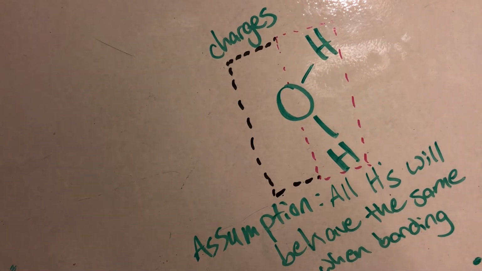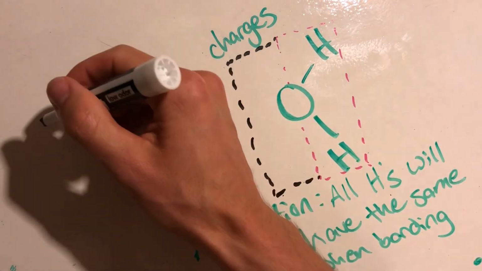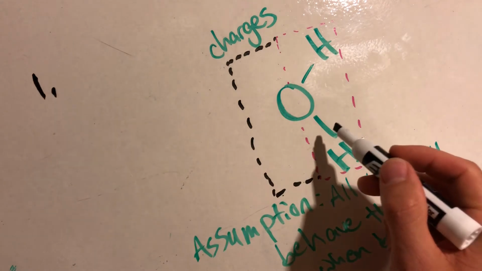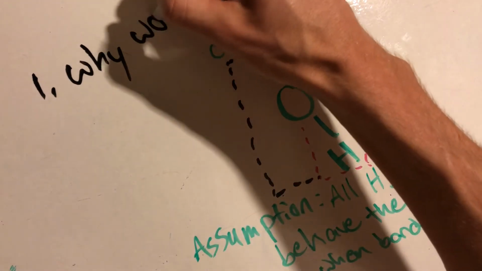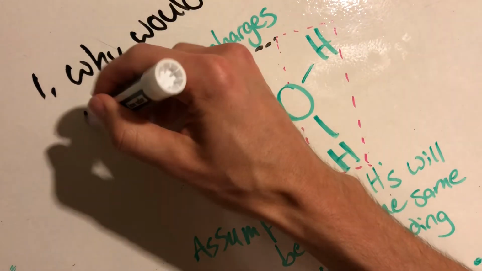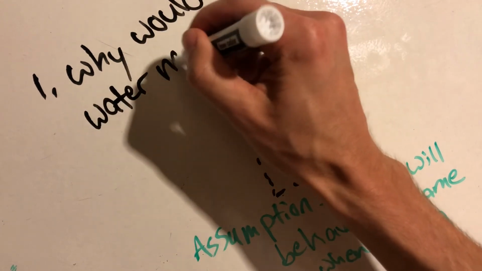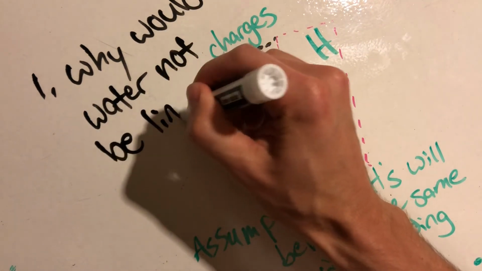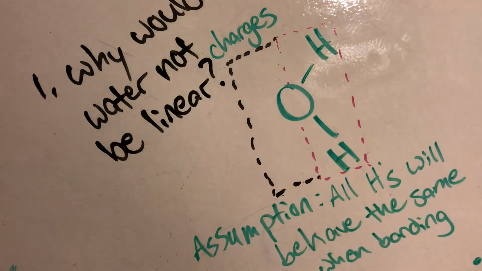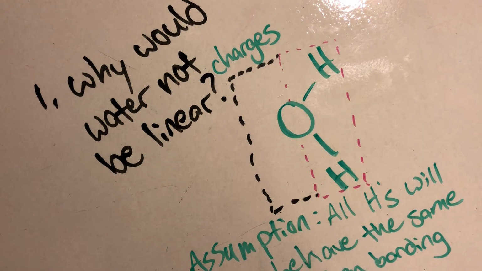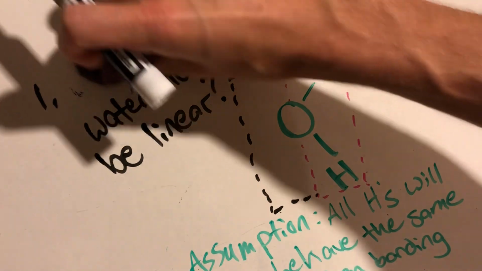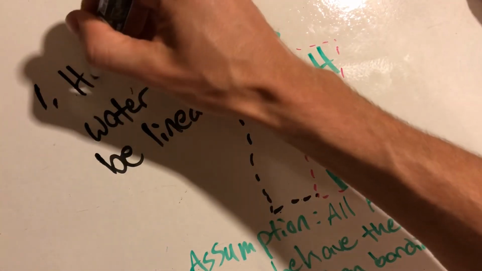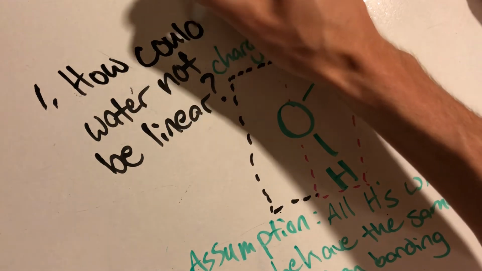Okay, last thing before we get to the next step in our journey here, we have to answer some questions. Two questions, to be precise. One, why would water not be linear? Like, what is a possible explanation for that? Or how could water not be linear? Maybe that's a better way to phrase it. Sometimes we have to change our questions. How could water not be linear?